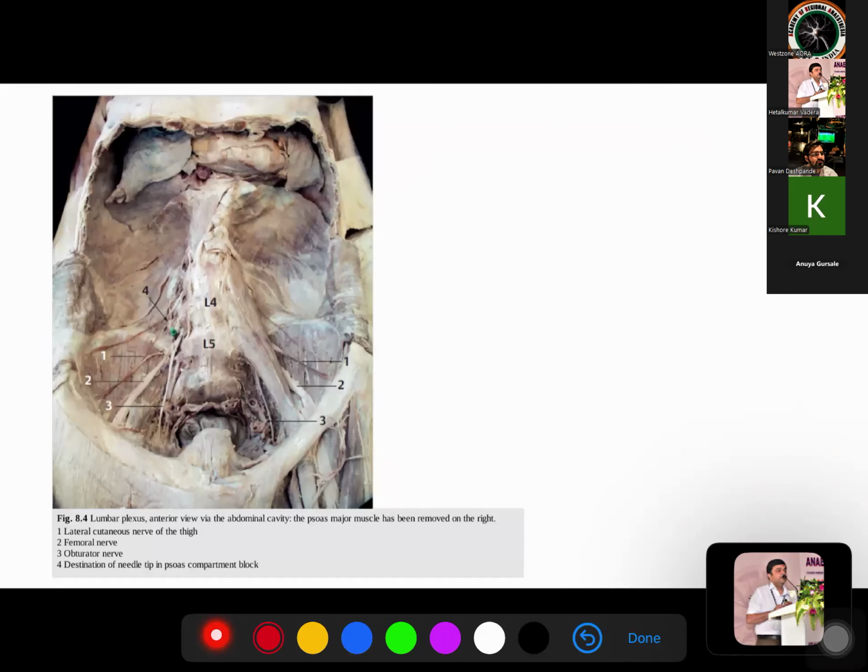This is a cadaveric dissection of a lumbar plexus, an anterior view of the abdominal cavity. In the abdomen, the psoas muscle has been dissected, and we can see the lateral cutaneous nerve of thigh, femoral nerve, and obturator nerve. This is the destination of the needle tip in the psoas compartment block.